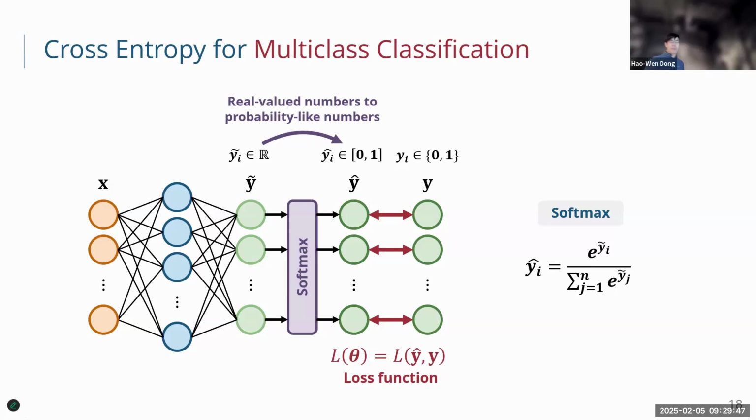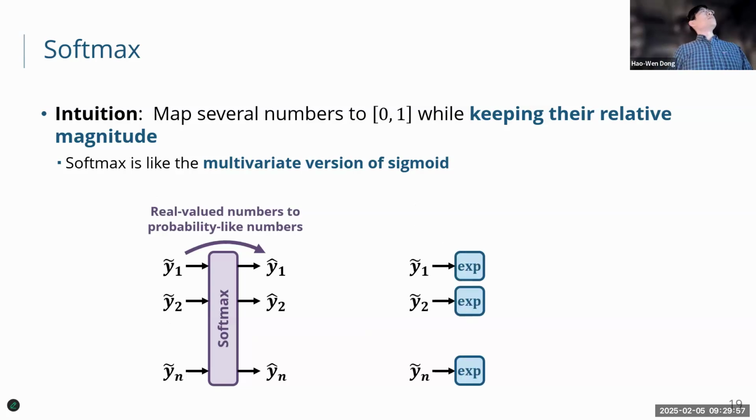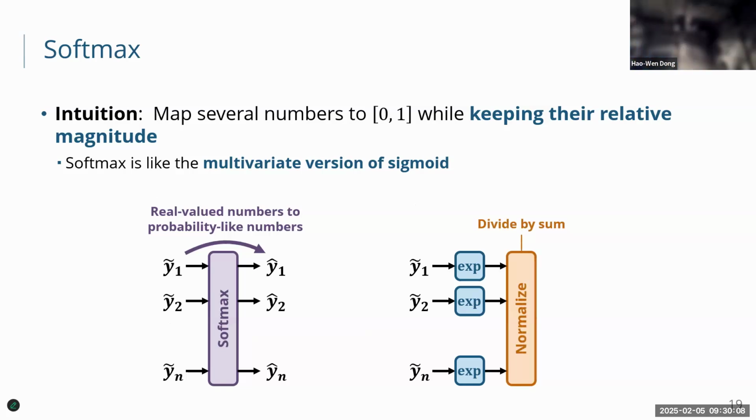Again, don't be afraid of the math. It's just some mapping. That's all we need to know. But what softmax is doing internally is that you take the exponential of all the inputs, and then you sum them up and divide by their sum.